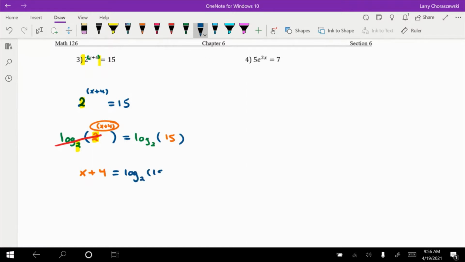The log doesn't cancel on the right-hand side. In fact, it's going to kind of stick around for the entire rest of the problem. I'm not going to write the right-hand side and change the base format just yet, because what I want to do is subtract 4 from each side to get x by itself first.